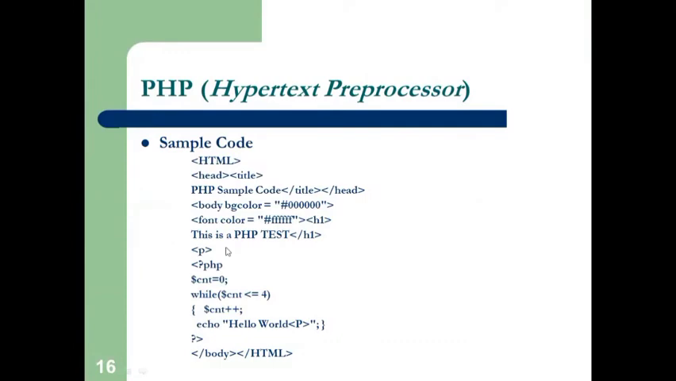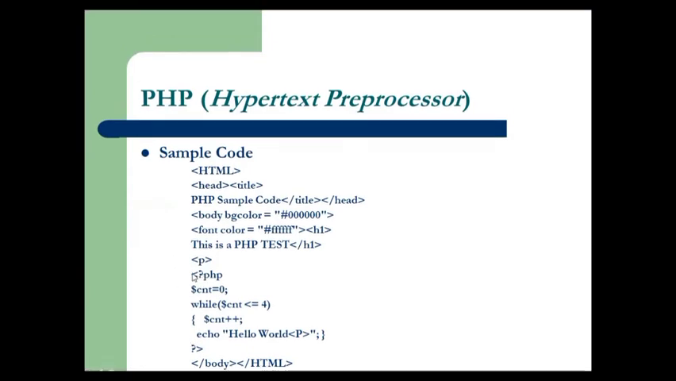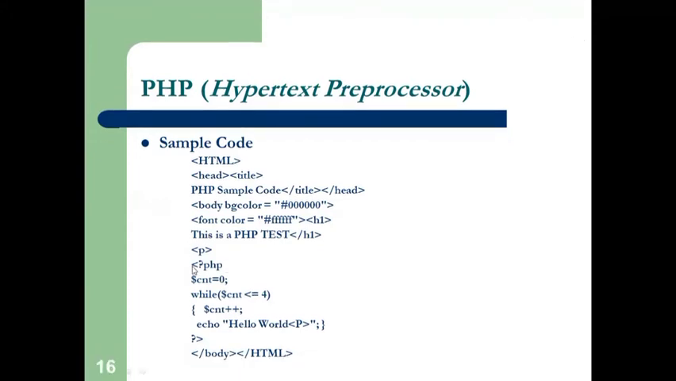Paragraph tag, p tag. So the CSS code that we have added before, the styling that we have added inside the CSS code, will be applied to this code. Okay, so PHP starts with an opening bracket, question mark, PHP, and then a question mark and closing bracket. This includes the PHP code.